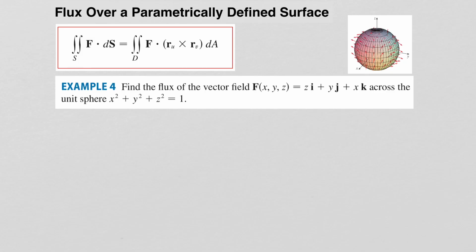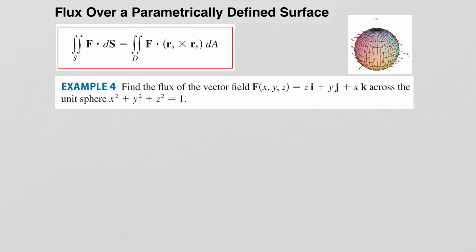So we have two ways of finding the flux. One way to do it is when your surface is defined parametrically. If that is the case, then the flux of your vector field over the surface S will be equal to the double integral of your vector field dot product with your r_u cross r_v vector. Let's do an example. Find the flux of the vector field F(x,y,z) = zi + yj + xk across the unit sphere.